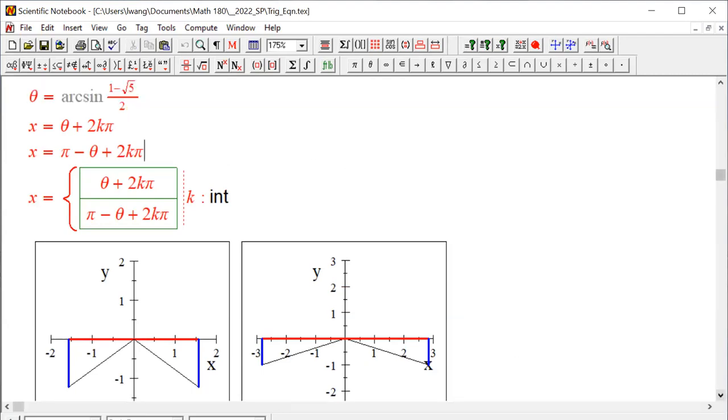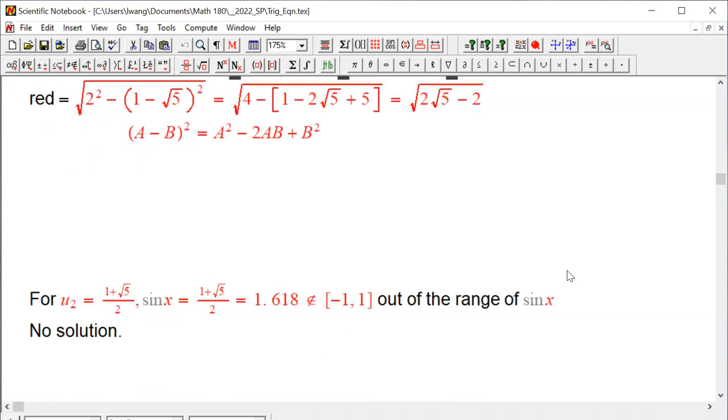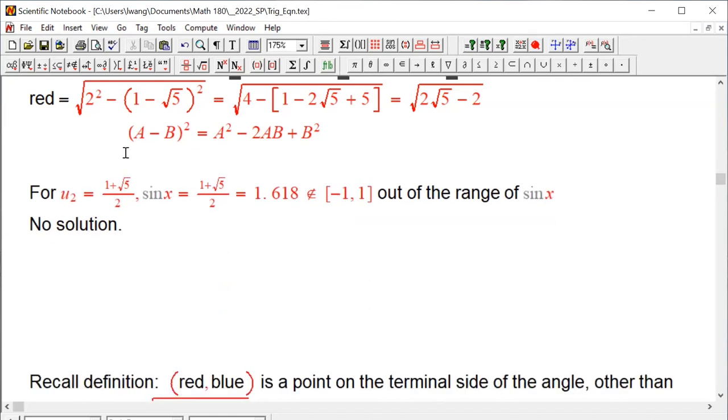So this picture is not necessary. I put it here just for comparison. And if you want to compare more, you can compare the special angles. It will be the same thing. They're just very similar. The only difference is that the angles are different. And of course, in the second case, there's no solution.